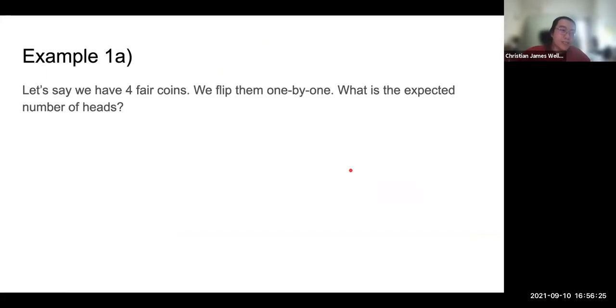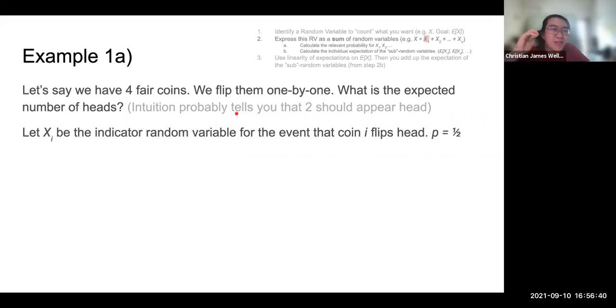Okay, let's go through an example together. Let's say we have 4 fair coins, right? And you flip them one by one. What is the expected number of hits that you get out of this game of flipping 4 coins one by one? Intuition hopefully tells you that 2 should hit. Makes sense, right? You have 4 coins, probability half. Intuition tells you it's probably 2. Okay, and your intuition is not wrong, but let's formalize this intuition.